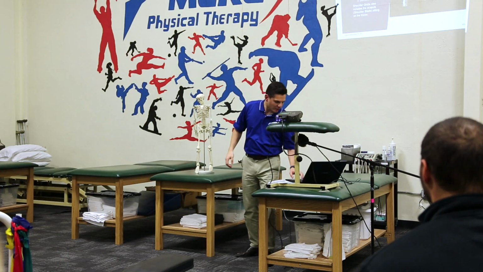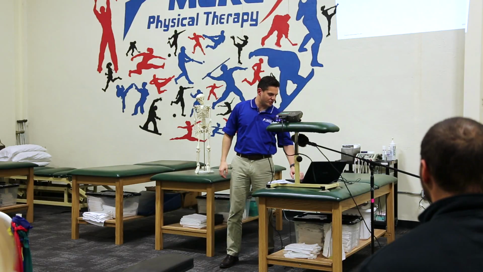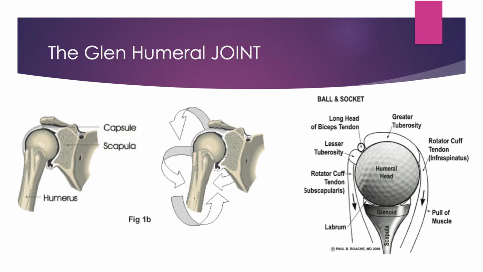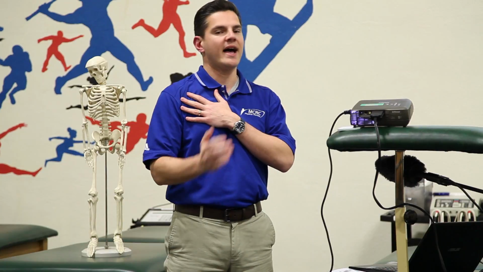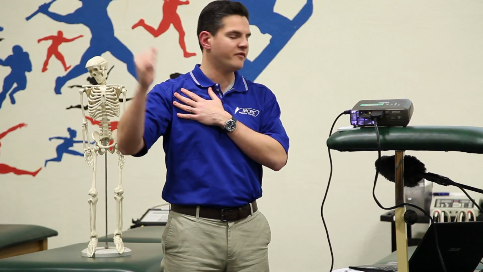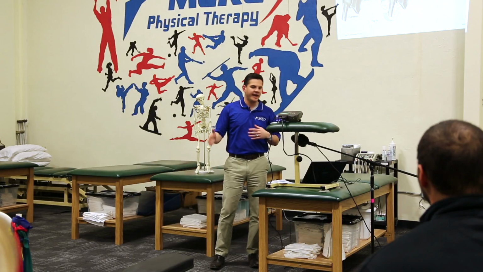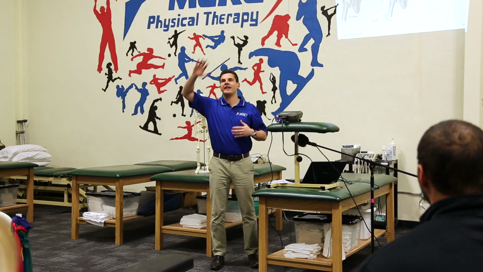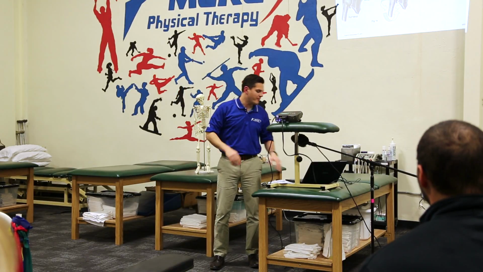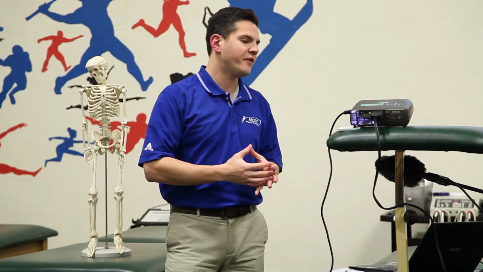So let's break that down. The first thing we're going to talk about is the glenohumeral joint, and that is that ball and socket joint that we all know and refer to as shoulder. As you can see in the picture here, it's very mobile. It's got six different directions of movement: rotation, flexion, extension, abduction, adduction, and it's great because it allows us to do a lot of different things, but at the same time, it's inherently very unstable.